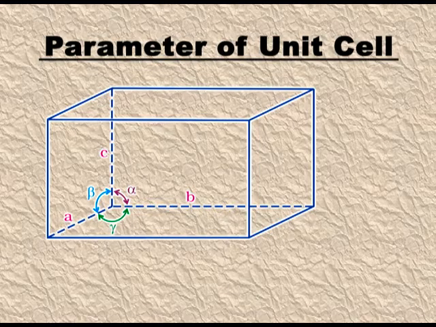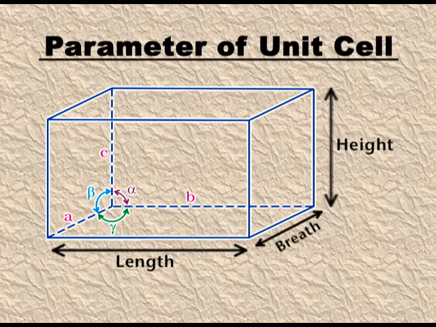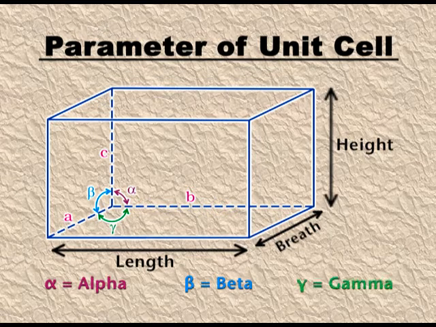We must know all this to know the variety of unit cells, that is, how many types of unit cells there are. Before discussing that, let me discuss the parameters of a unit cell. This is a unit cell. It has 3 dimensions, that is length, breadth and height. And there are 3 angles between these edges, and these angles are known as alpha, beta and gamma.